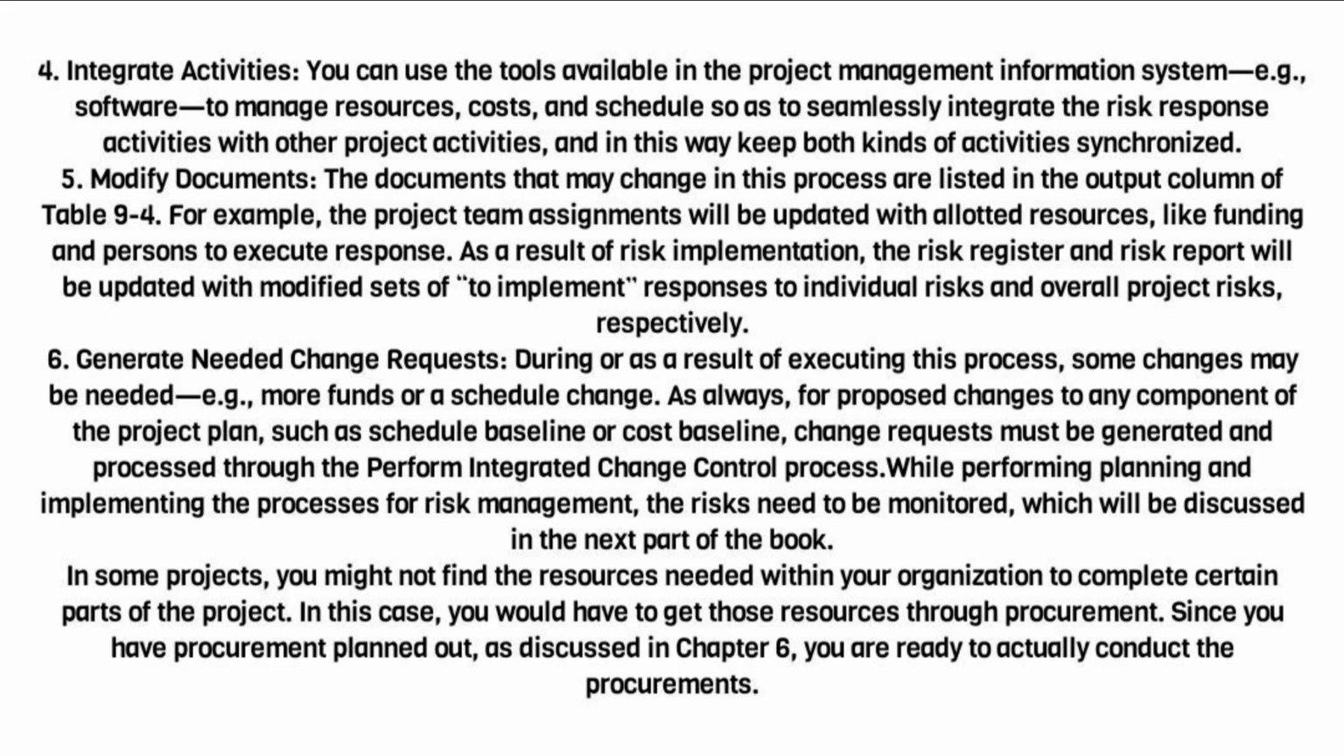The documents that may change in this process are listed in the output column of Table 9.4. For example, the project team assignments will be updated with allotted resources, like funding and persons to execute the response. As a result of risk implementation, the risk register and risk report will be updated with modified sets of actions to implement responses to individual risks and overall project risks, respectively.